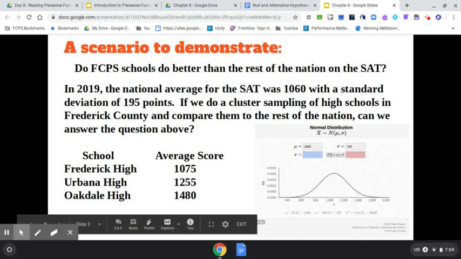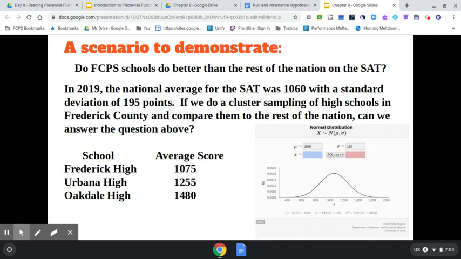All right, here's a scenario that we're going to use to demonstrate the idea behind a hypothesis test. We have the question, do FCPS schools do better than the rest of the nation on the SAT? In 2019, the national average for the SAT was 1060 with a standard deviation of 195. If we do a cluster sampling of high schools in Frederick County and compare them to the rest of the nation, can we answer the question above?